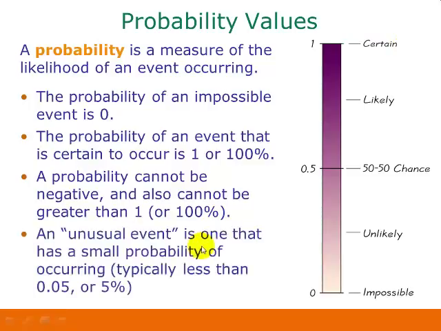In this class, we'll define an unusual event as one that has a small probability of occurring. And in this class, for the most part, we'll use 5% or 0.05 for our borderline for unusual events. So if the probability is less than 5%, we'll say it's an unusual event.